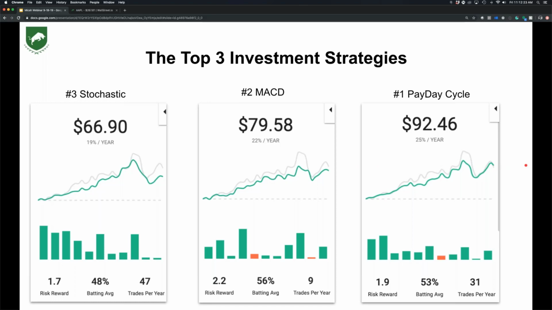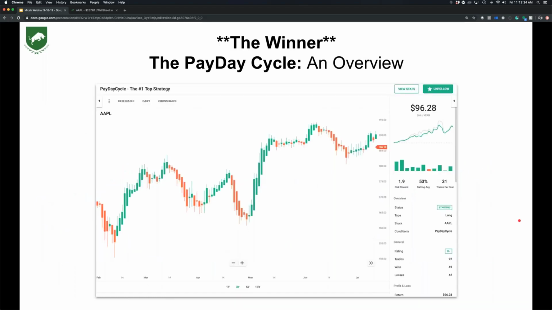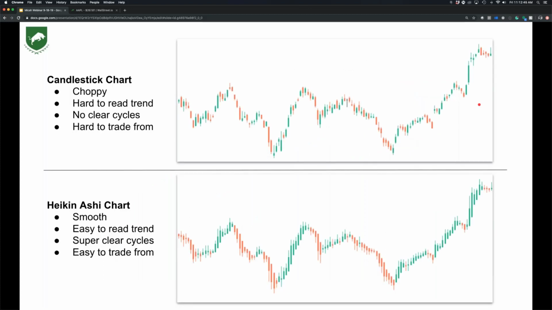If you're looking for a strategy that you could use 2 or 3 times a month, this is going to be perfect for you. You can see here from our strategy card, from our back-tested results, it happens about 31 times a year. So the winner is the payday cycle strategy. We're going to use this as our entry and exit point, and then we're going to apply the correct option strategy to it.